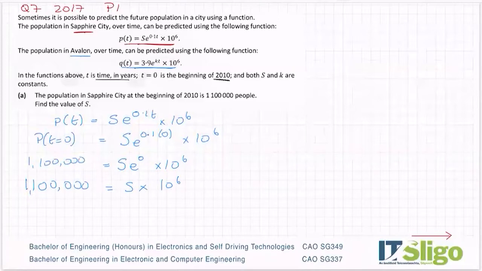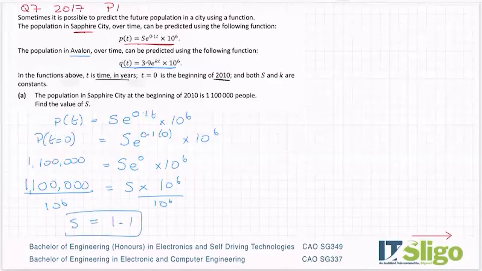So I divide across by 10 to the 6, and I get 1,100,000 over 10 to the power of 6. Hit the decimal for that, so I get s is equal to 1.1. This is just notation. The t in it doesn't mean anything. It's just English for population at time 0. So you just put the population in there and then solve for s.